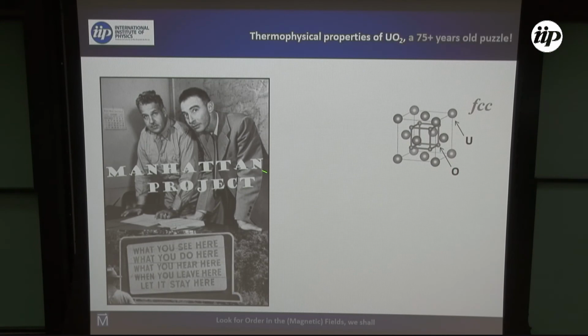So let's go inside. The properties of uranium dioxide come back to the Manhattan Project in Los Alamos, when the lab was secret. At that point, uranium dioxide was synthesized for the first time. It has a cubic unit cell. This is face center cubic with the uranium atoms on the sides, and an oxygen cube inside the uranium cube. This material is paramagnetic down to 30 Kelvin.